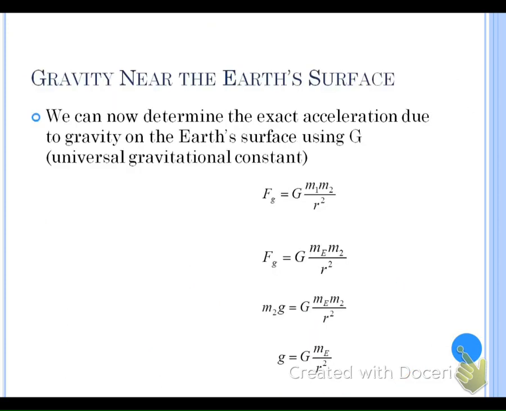Okay, to get to our new acceleration due to gravity equation, we're going to start with our force equation that we learned today. So F sub g equals m1 times m2 over r squared. We're going to manipulate that equation. Since we're dealing with things on the Earth's surface, we automatically assume that one of our objects is the Earth. So that means we assume that m sub 1 is going to equal the mass of the Earth. All we did was substitute m sub 1 in for m sub e, which is the mass of the Earth.